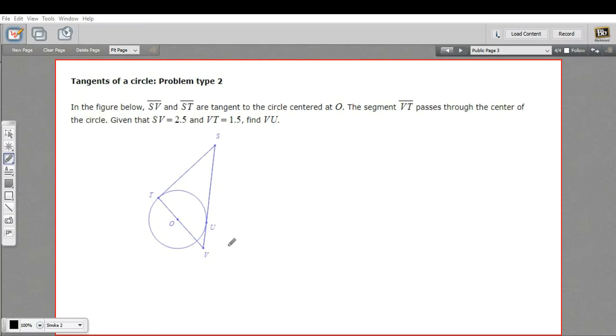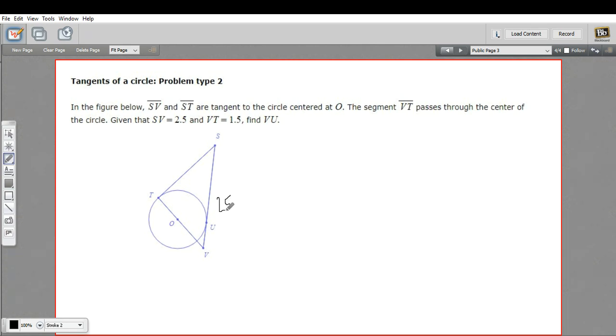Here we have another problem with a circle and lines that are tangent to the circle. It says that in the figure below, SV and ST, so these two lines originating from S, are tangent to the circle. And segment VT passes through the center of the circle. And given that SV equals 2.5, let's mark that in here.